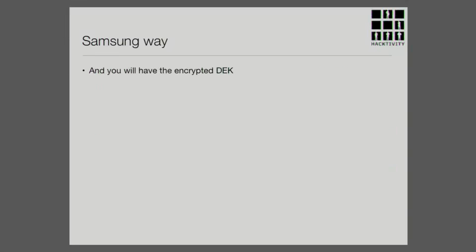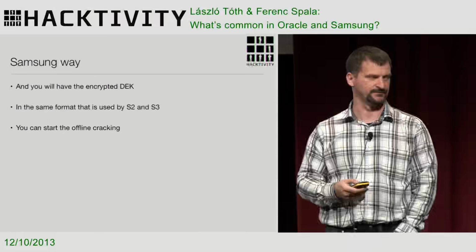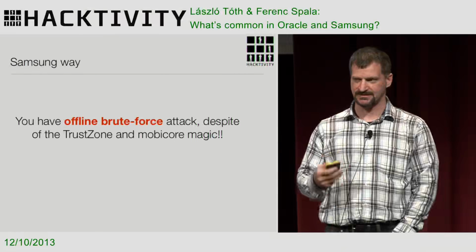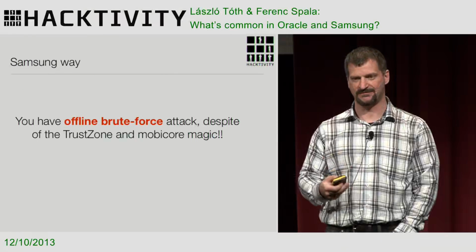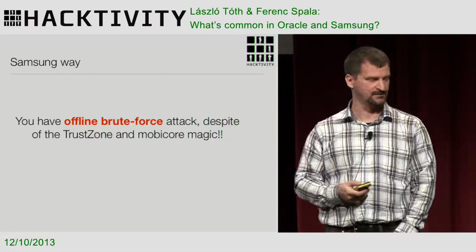Okay, so as you saw, the verify_edk function's first parameter contained the encrypted disk key, which was in the same format as for S2 and S3. So the same encryption was used, so the same John the Ripper can be used to crack it. So what we can say is, despite the TrustZone and Mobicore magic, we still have an offline brute force capability. Cool, isn't it?